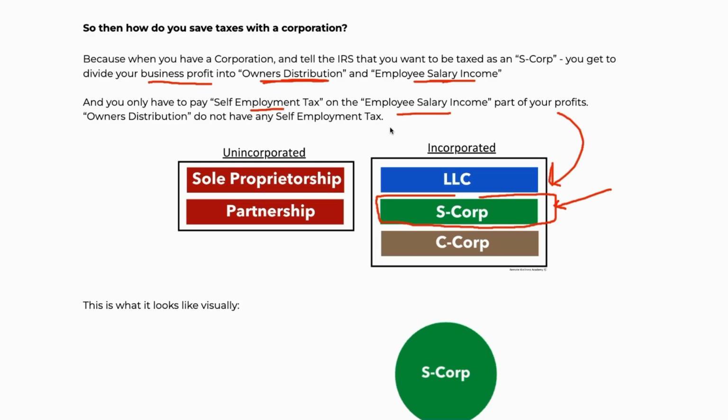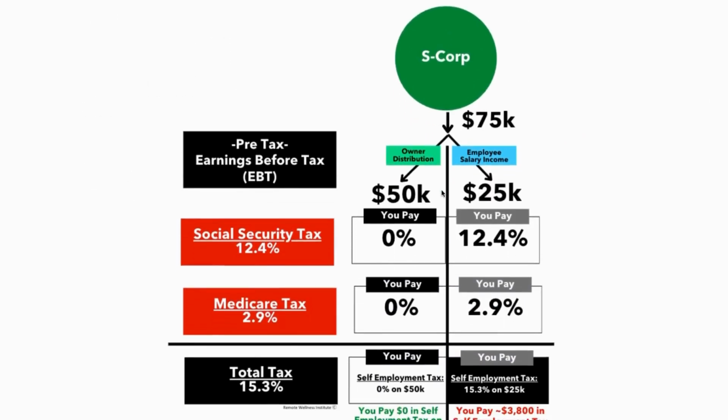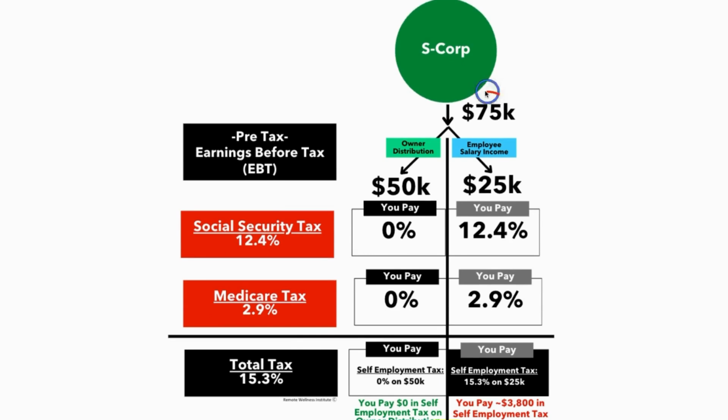You're like, okay, this is going over my head. Wait a second, stick with me. Let me go ahead and show you a visual example. Okay, so this is what it looks like. You have your S Corp, okay? And so then you have the same $75,000 that we've been talking about.